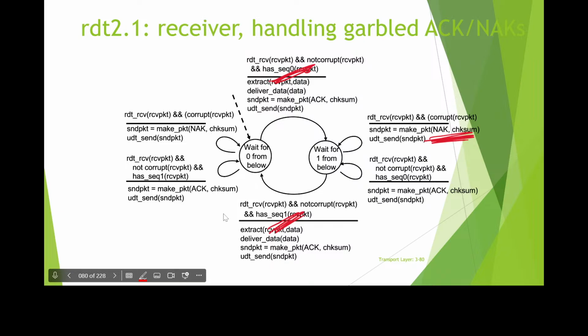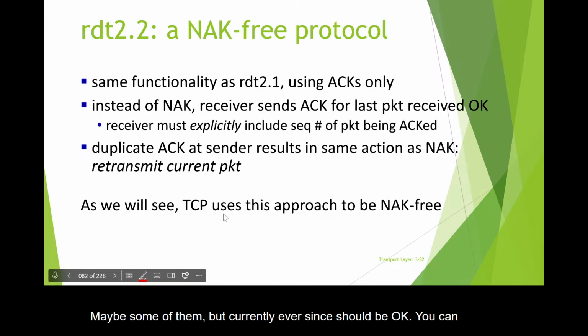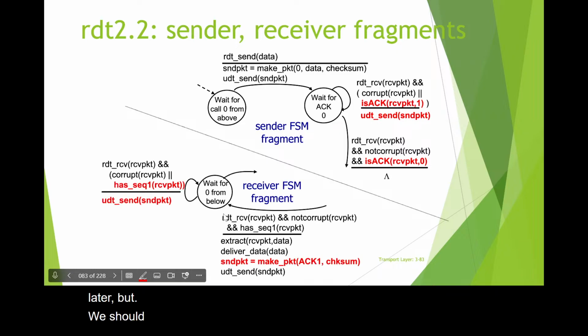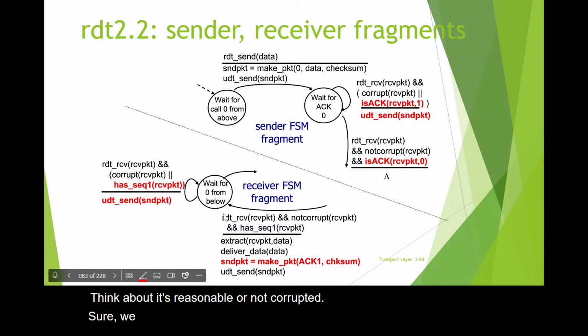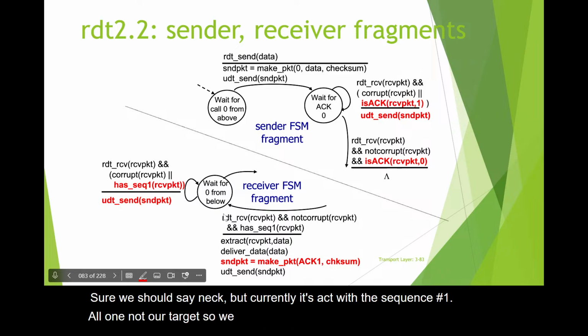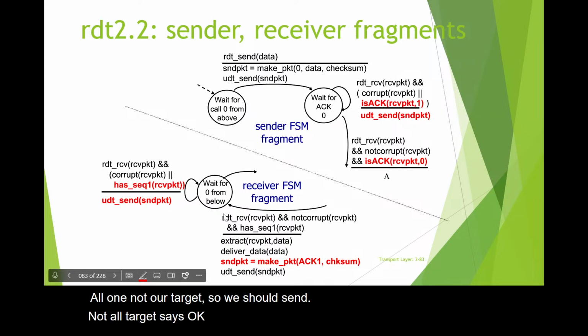Maybe some of them, but currently everything should be okay. You can check it later, but we should have some difference. But think about whether it's reasonable or not. Corrupted, sure, we should send NAK, but currently it's ACK with the sequence number 1. Oh, 1, not our target, so we should send, now our target says, oh, okay, finish, finish. 1 is finished, right? The mission for 1 is finished, so move on to the next one.